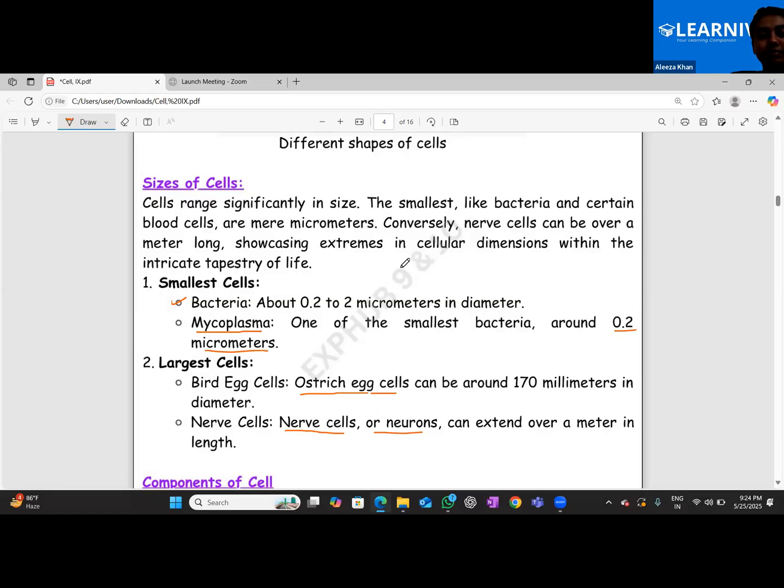If we have to consider the smallest cell, we use the term micrometer. So just give the heading smallest cell and write this example as the mycoplasma. You can skip this 0.2 micrometers; if you wish to write it, you can write it. But please learn this term mycoplasma, which is a bacterial cell, the smallest cell. And the largest cell is the ostrich egg cell, which is 170 millimeters. And in humans, it is the nerve cell.